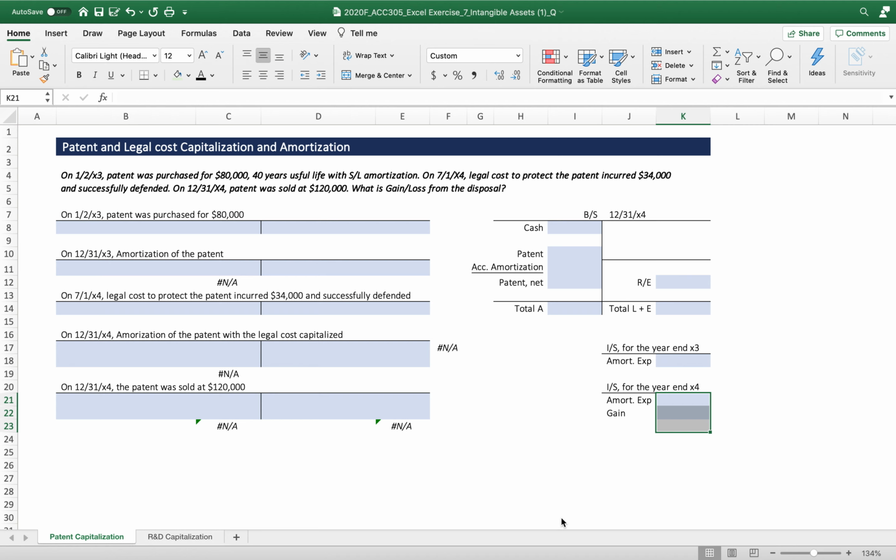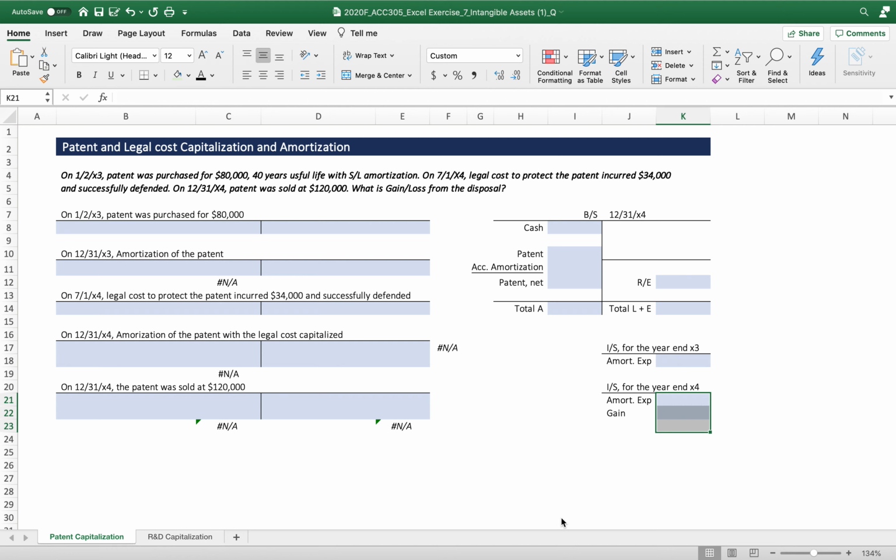Hello students, we are going to practice how to capitalize the patent and the legal costs, and then how to amortize the intangible assets. Okay, on January 2nd, year 3, a patent was purchased for $80,000.